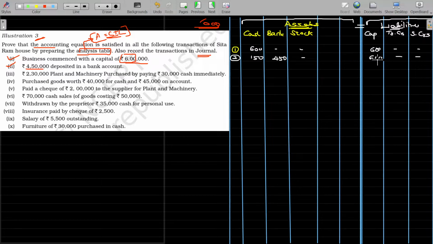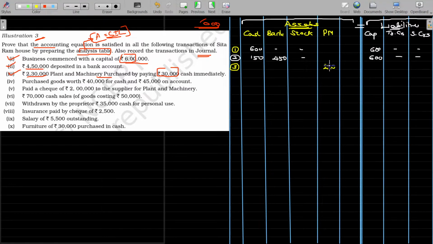It's matching. You can have one more column for total to write the total value of the assets as well as the total value of the liabilities and verify whether it's matching or not. So of course matching. Let's move on to the third one. 2,30,000 rupees plant and machinery purchased by paying rupees 30,000 cash immediately. So automatically the new asset comes here, being the plant and machinery.